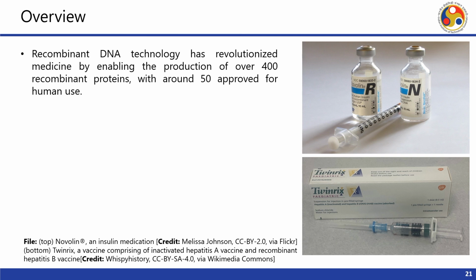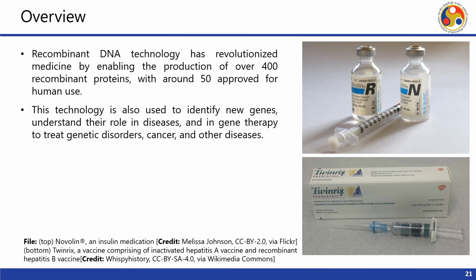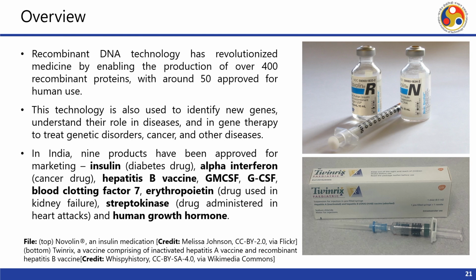So, in this picture we can see Novolin, a kind of insulin, and then we have Twinrix, a vaccine comprising inactivated hepatitis A vaccine and recombinant hepatitis B vaccine. Recombinant DNA technology has revolutionized medicine by enabling the production of over 400 recombinant proteins, with around 50 already approved for human use. This technology is also used to identify new genes, understand their roles in diseases and in gene therapy, to treat genetic disorders, cancer and other diseases.